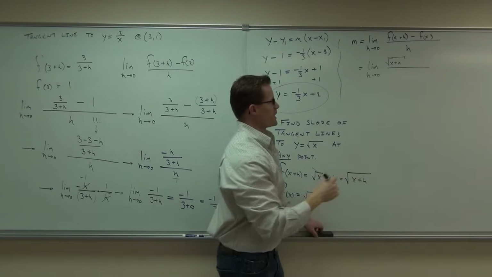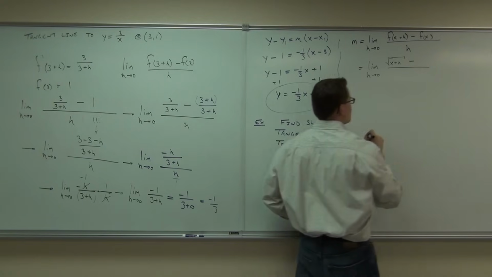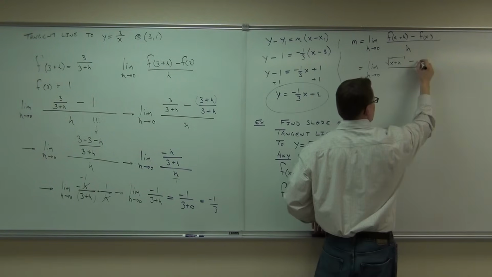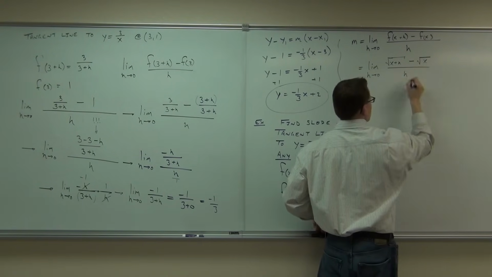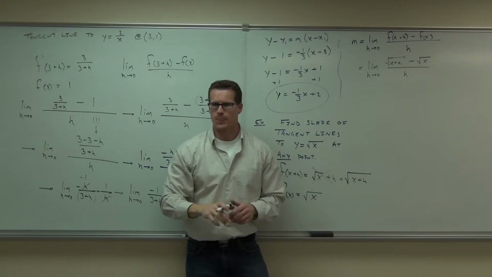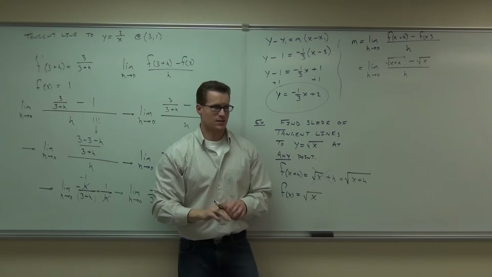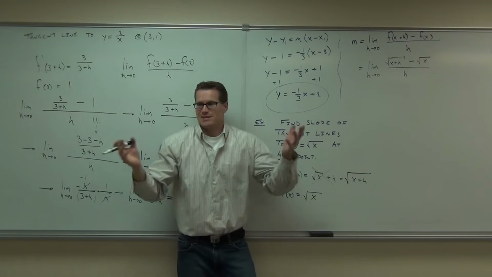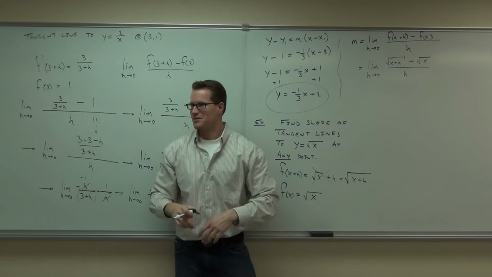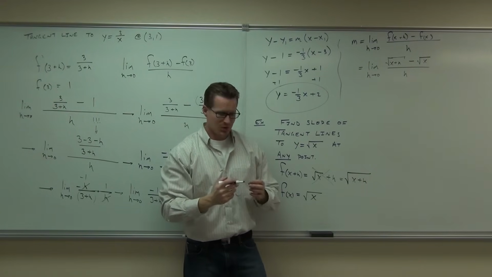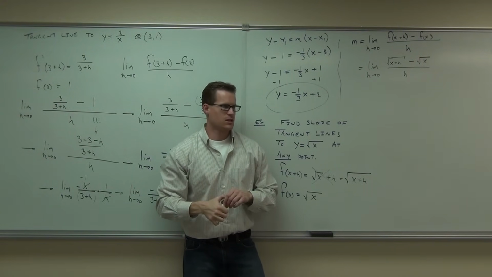So f of x plus h, great. Then we have a minus sign, and we have f of x. F of x was square root of x, all over h. Have you got that on your paper? All right, good deal. Now, oh my gosh, how do we solve it? Just give up. Let's just go home. This is pointless anyway, right? Now, if you plug in 0, you're going to get 0 over 0. You see it?